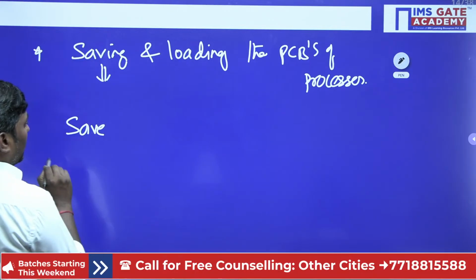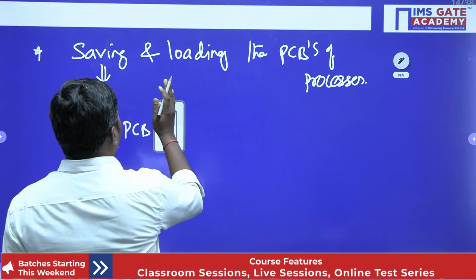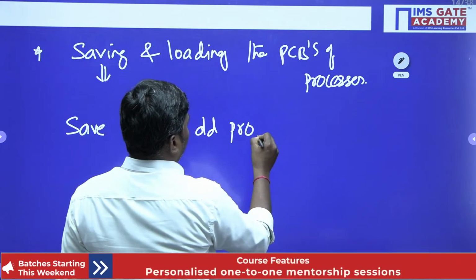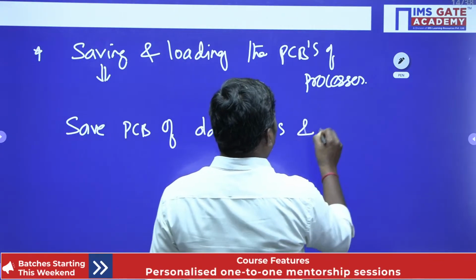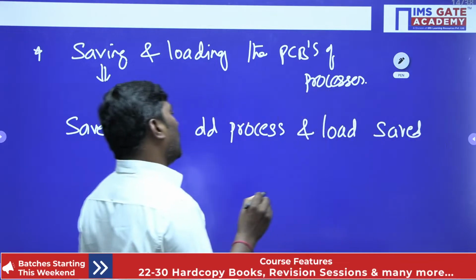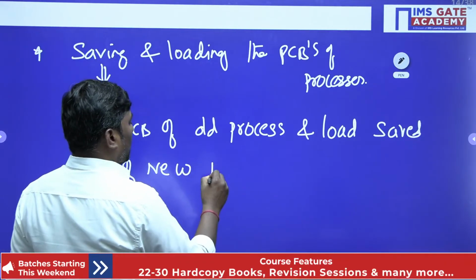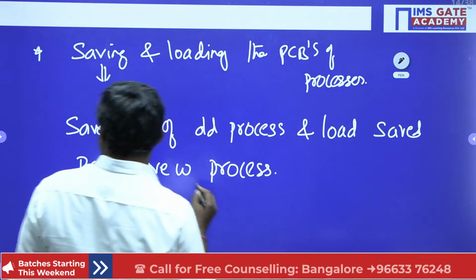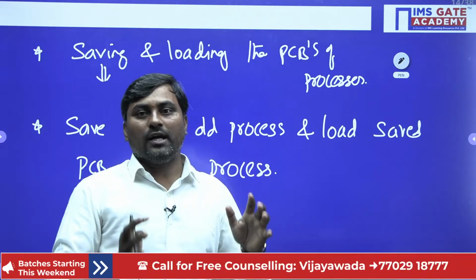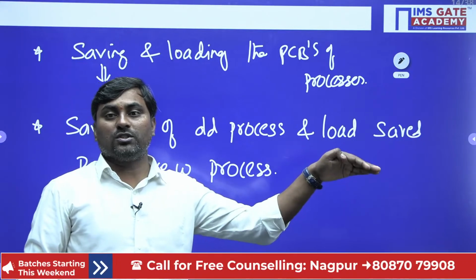So context switching, again telling: save PCB of old process, and load the saved PCB of the new process. So please understand, during context switch time, what happens? Save PCB of old process, load the saved PCB of a new process into CPU state.